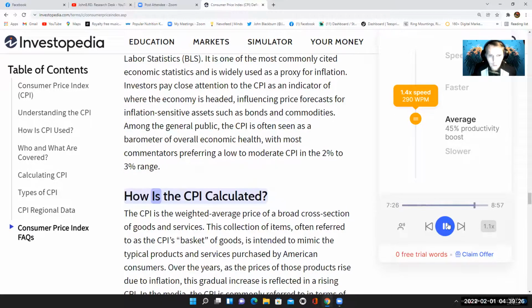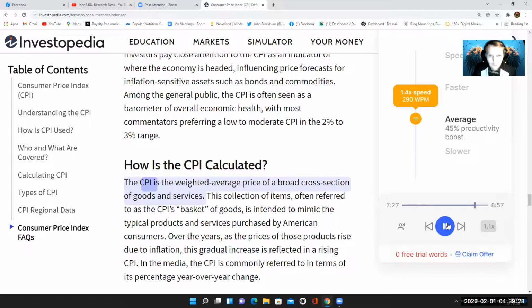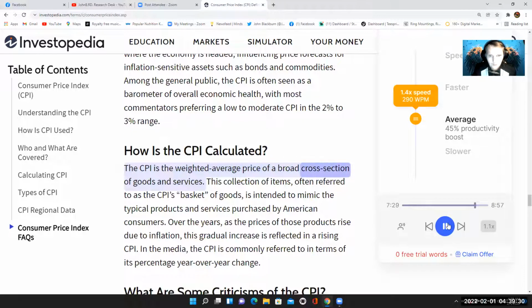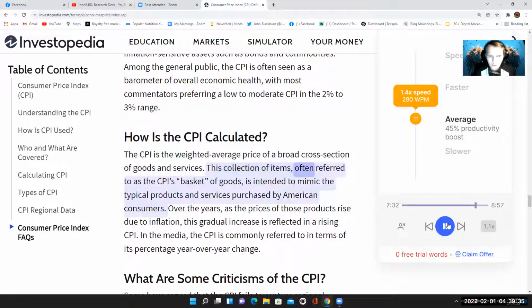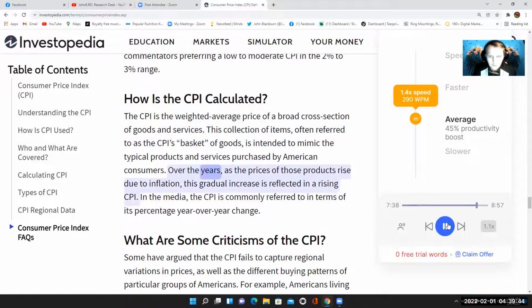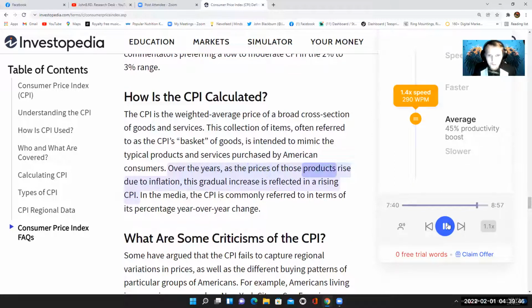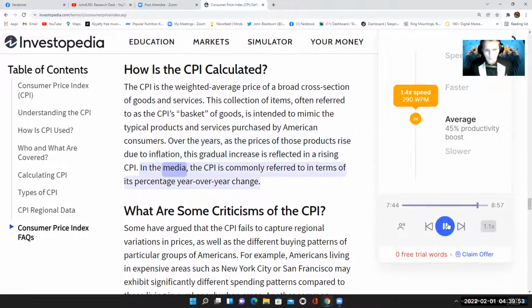How is the CPI calculated? The CPI is the weighted average price of a broad cross-section of goods and services. This collection of items, often referred to as the CPI's basket of goods, is intended to mimic the typical products and services purchased by American consumers. Over the years, as the prices of those products rise due to inflation, this gradual increase is reflected in a rising CPI. In the media, the CPI is commonly referred to in terms of its percentage year-over-year change.